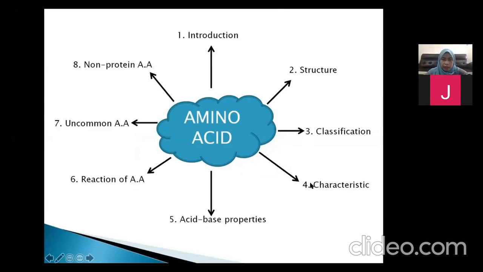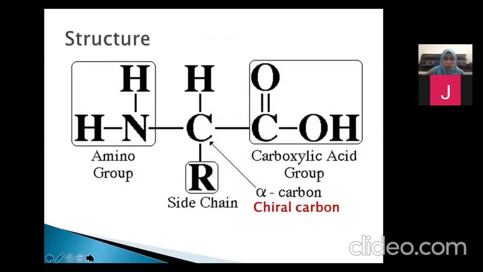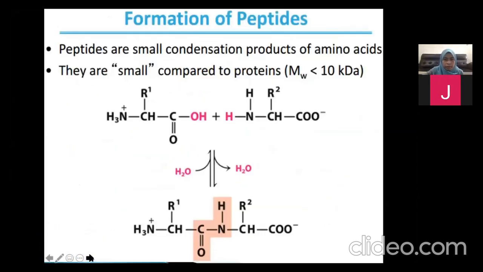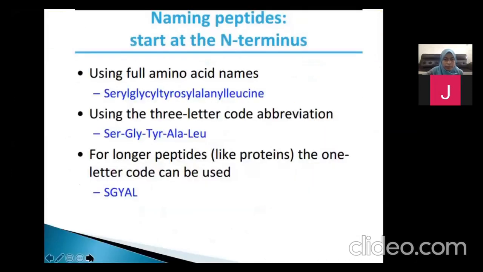Either it is hydrophilic or hydrophobic or some kind of hydrocarbon. And then we have learned about acid-base properties and then a little bit of the reaction. What happened to the amino acid if it is in a certain pH? And then we have uncommon amino acid and non-protein amino acid. So we are going to make it a little bit faster for this part.